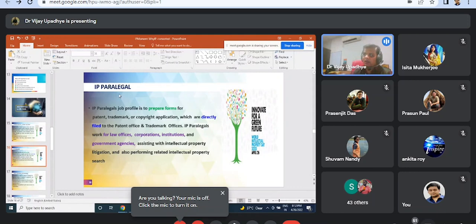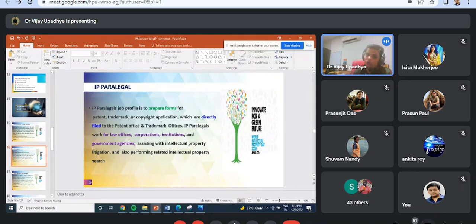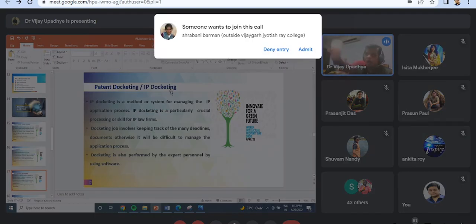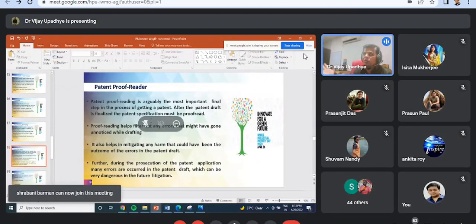So the paralegal attorney will prepare the forms. If you want to make your career in that, you can make it. Patent docketing, IPR docketing, linearizing. All the formats are in proper way, all information, science, genuineness, no fraud or fake, anything can be checked in that. Basically, all these domains come under the patent attorney only.